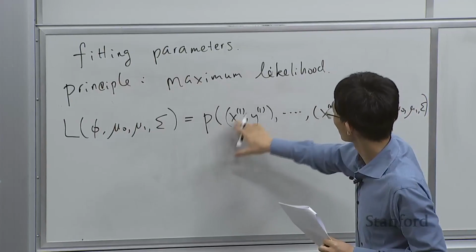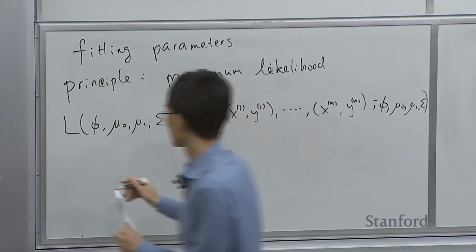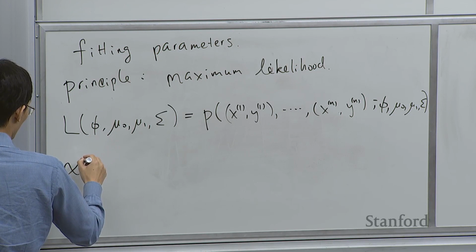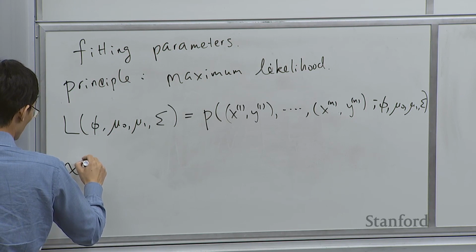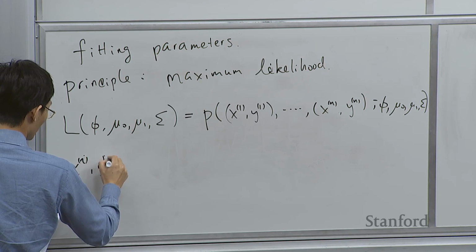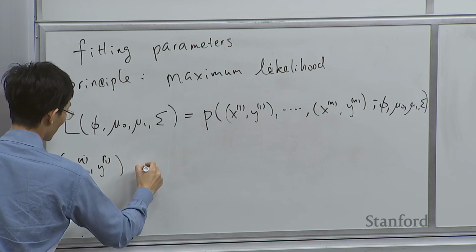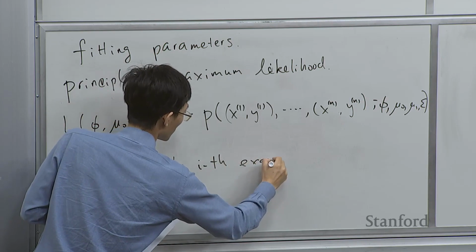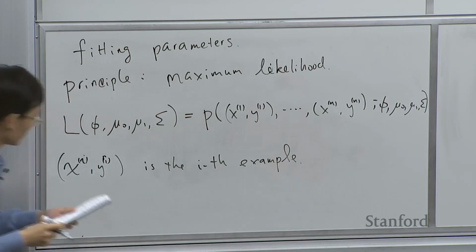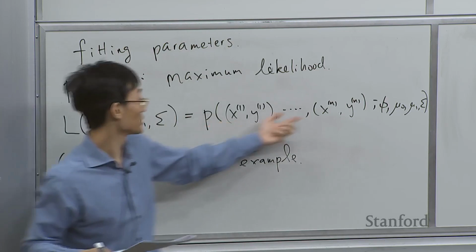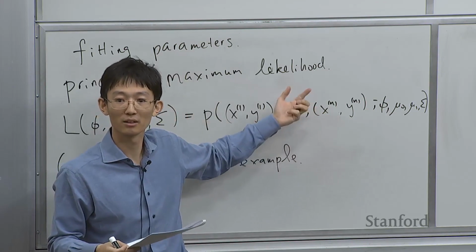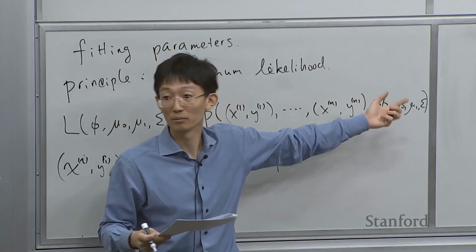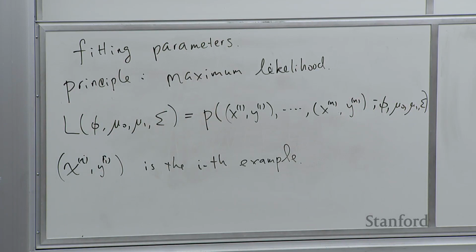So, let me also clarify the notation here. X superscript i, I think probably Chris defined this, right? So we're going to use this throughout the lectures. So xi, yi, this is the ith example. So we have this data set with n examples. I'm looking at the likelihood of all of these examples under the parameter phi, mu 0, mu 1, and sigma. So for every parameter, you have a likelihood.